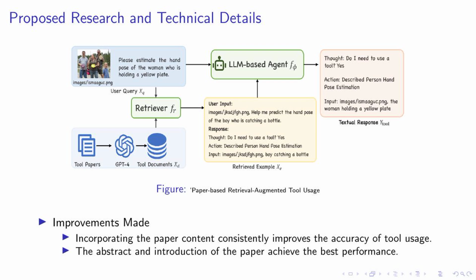As you can see in the figure, we've developed a paper-based retrieval-augmented tool usage mechanism. This approach has led to significant improvements in the accuracy of tool usage. But how did we achieve this? We found that incorporating the content of academic papers into the process was key. In fact, the abstract and introduction sections of these papers were particularly effective. These sections often provide a comprehensive overview of the tool's function and potential applications, which proved invaluable in our work.